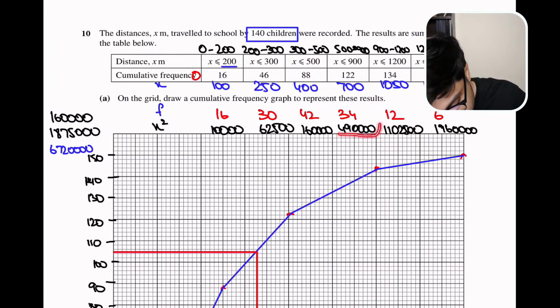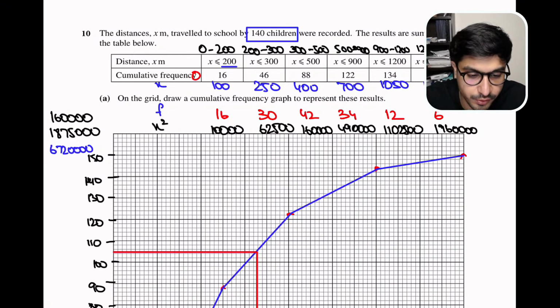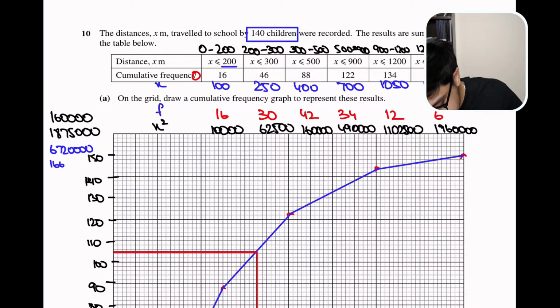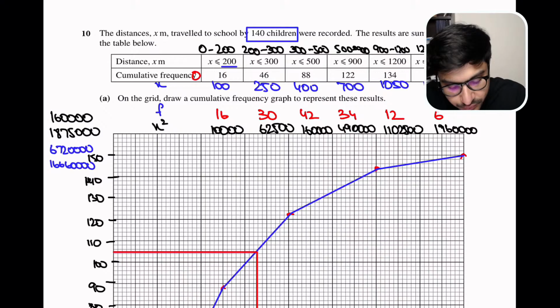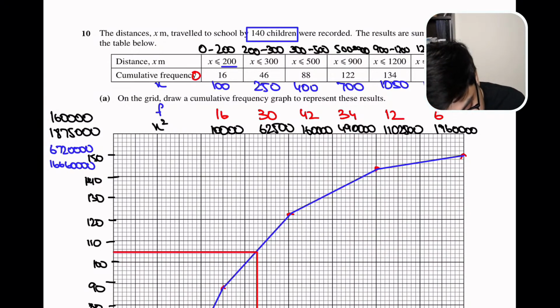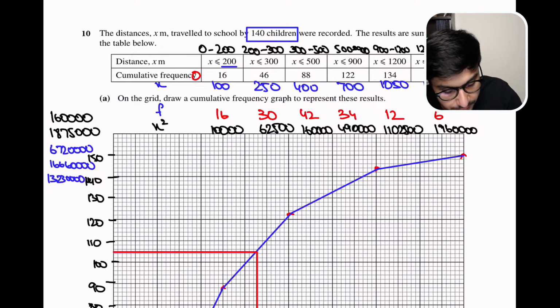Then it's going to be 490,000 multiplied by 34, so 49 and 4 zeros multiplied by 34 is going to be 1666 and 4 zeros, right? And this is how it's going to be. And then 1,102,500 multiplied by 12 is going to be 1323 and 4 zeros. Then 1,960,000 multiplied by 6 is going to be 11,760,000, right? So this is how it's going to be.